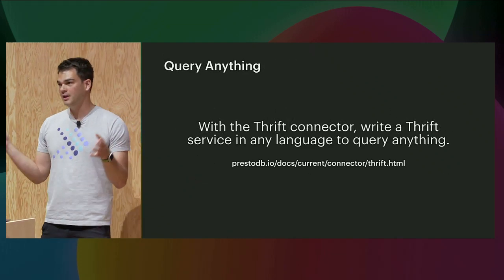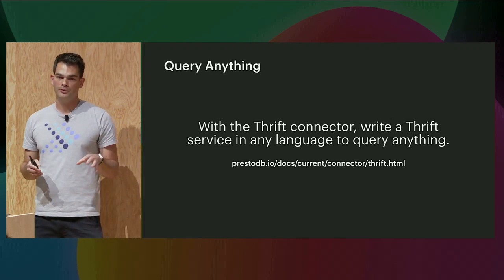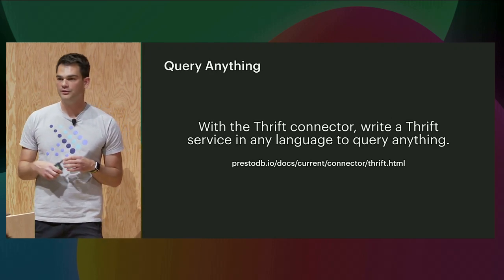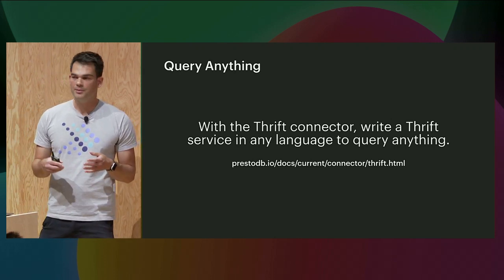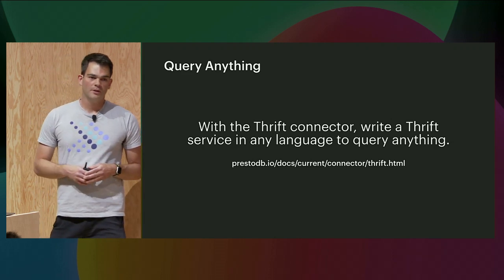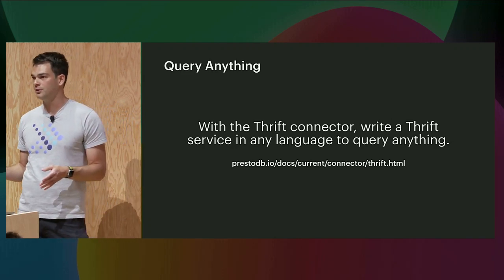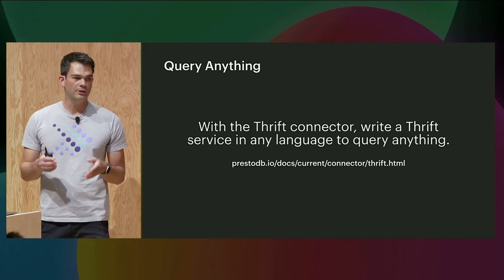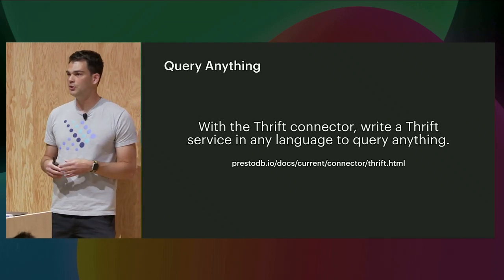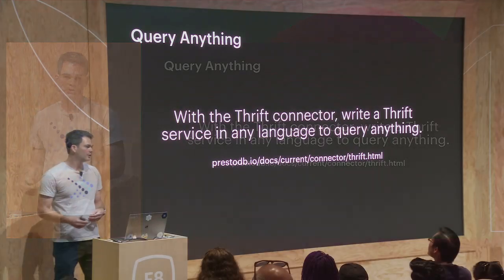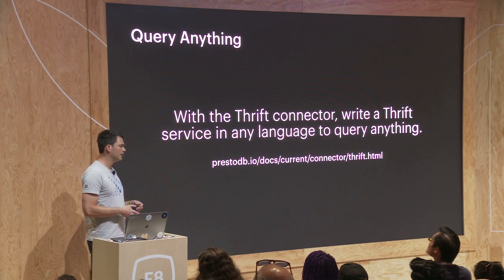So is there anything that's not available? There are many connectors. These were only examples. But if there is something that's not available, you can write your own connector in Java and map some backend to Presto. If you don't want to write Java, there is a special connector called the Thrift connector. By writing a Thrift service, you can interface with basically anything. So if you can write a Thrift service in a language, could be Go, could be Python, could be JavaScript, you can integrate it with Presto.